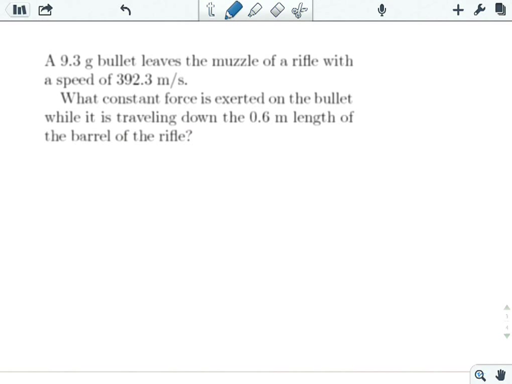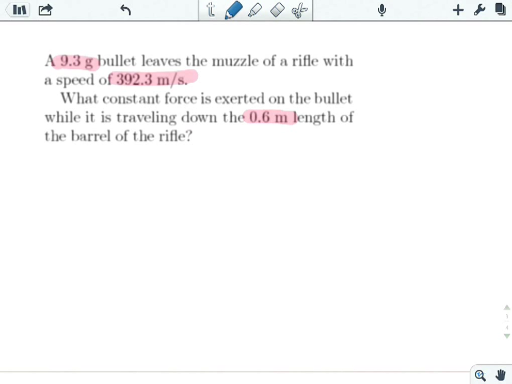Okay, let's look at this one. It says a 9.3 gram bullet leaves the muzzle of a rifle with a speed of 392.3 meters per second. What constant force is exerted on the bullet while it is traveling down a 0.6 meter length of the barrel of a rifle? Okay, now this is a little bit harder of a question.